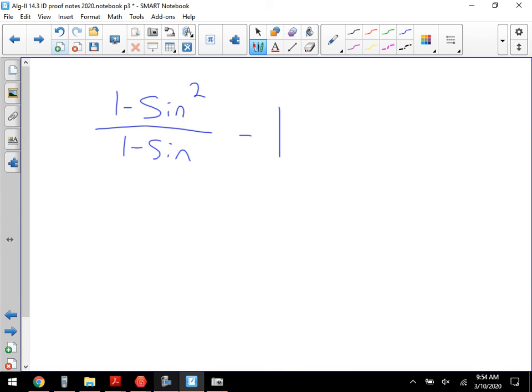What do you do? 1 minus sine squared. Does that get you anywhere? Nope. Cannot simplify that. Does that get you anywhere? What do you say?